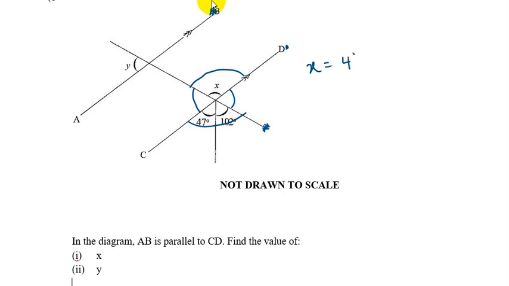That is 47 plus 102. Okay. Then when we add, we are going to get what? 149 degrees. That is just that. That is just simple like that. Okay. Now for y.